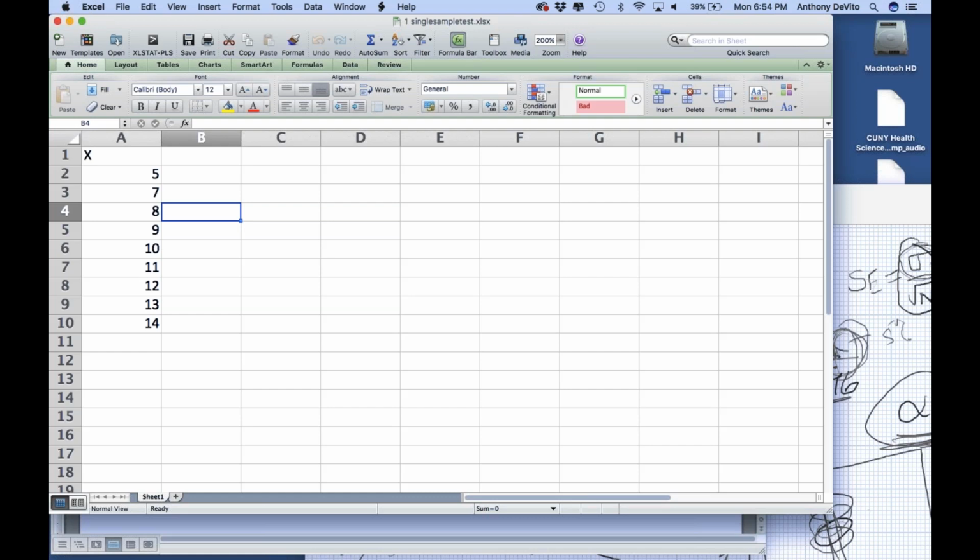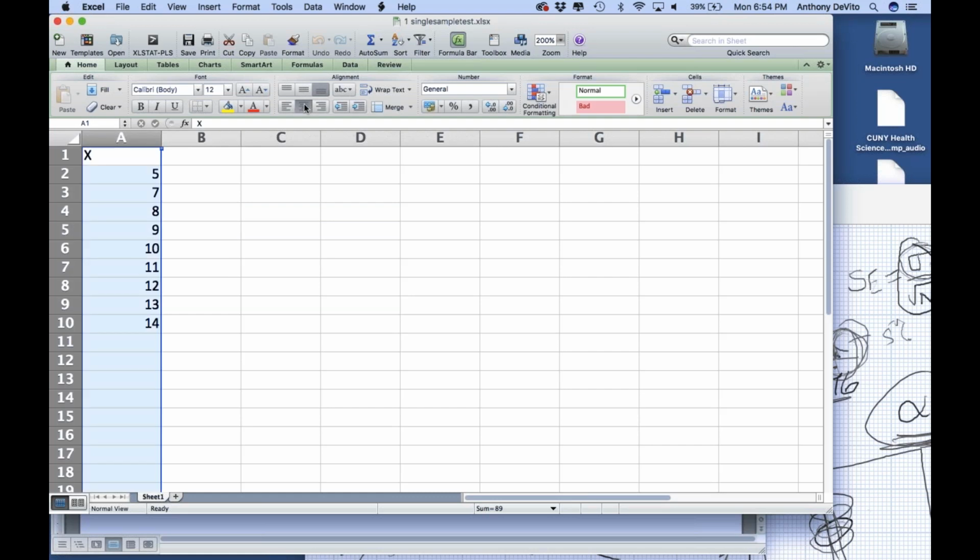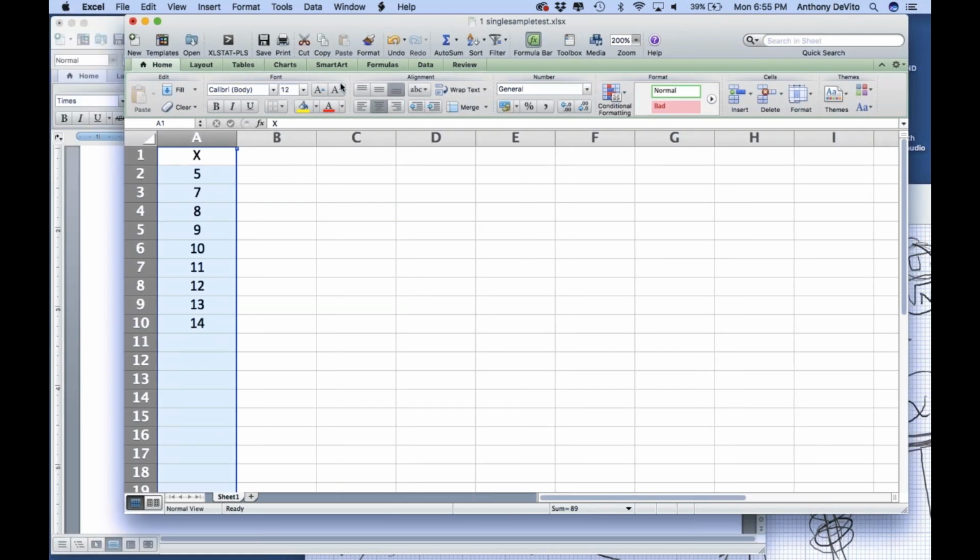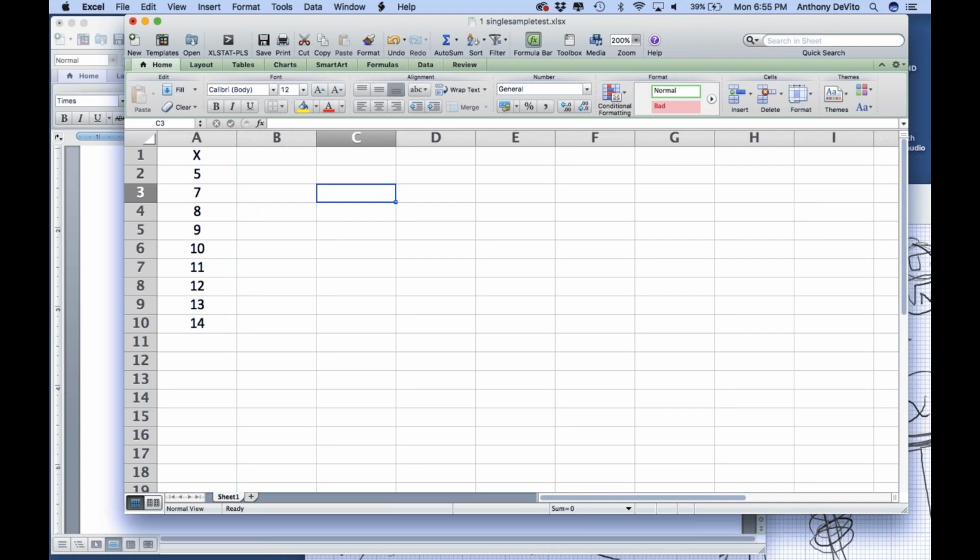Okay, here's the numbers that I have. Let me center them a little bit, make them a little easier to read. Okay, so these are the 9 values that I have. So what do I know about this?